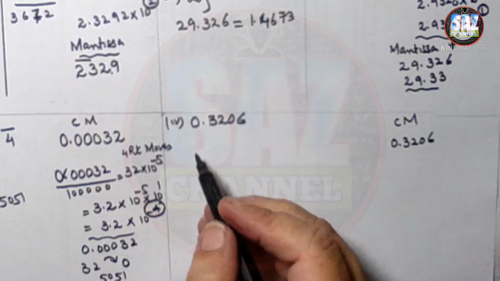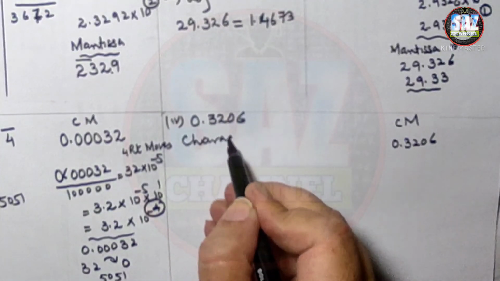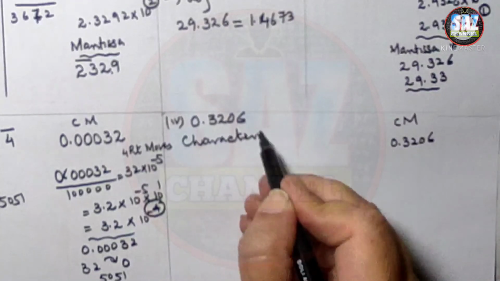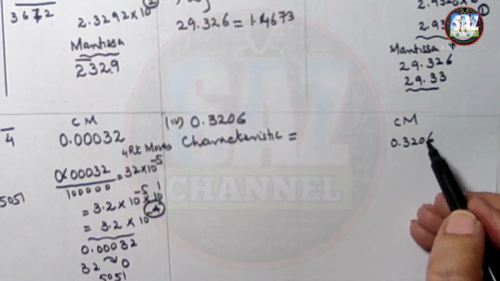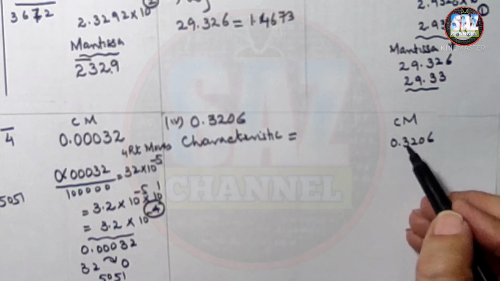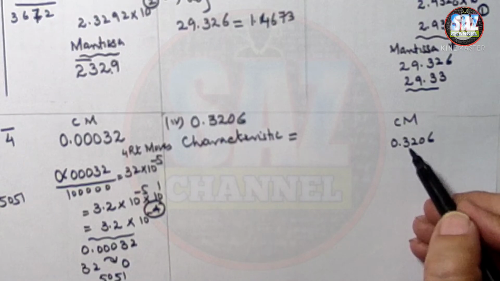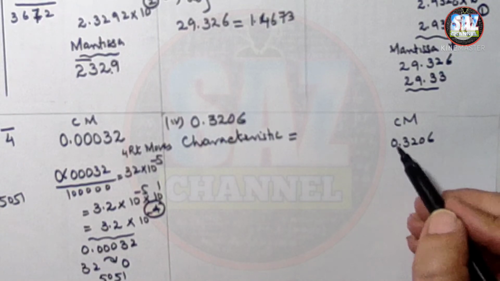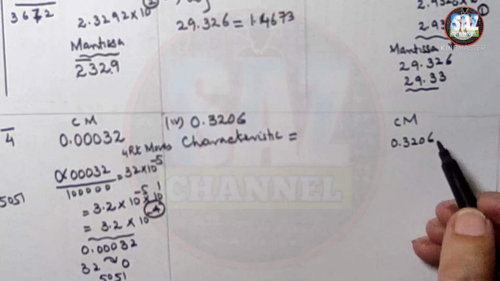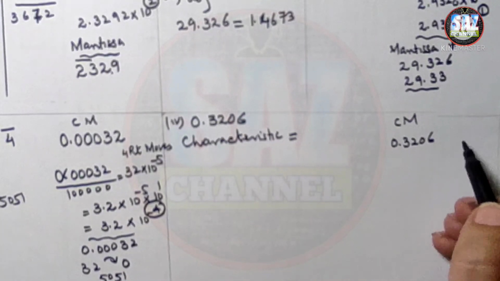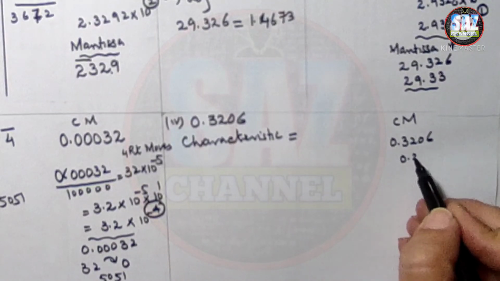And moving to the next question, the number which is given to us is 0.3206, and first of all we have to decide for the characteristic. Now you can see that I want to bring the decimal between 3 and 2. So how many right moves I need to take? One right move. So the characteristic has to be -1, but let me confirm this by writing it in the scientific notation.